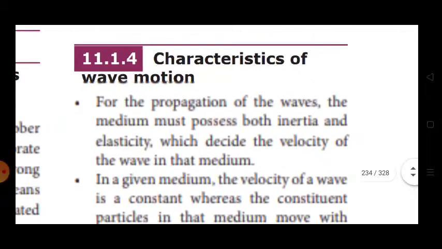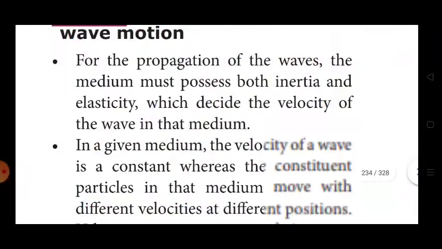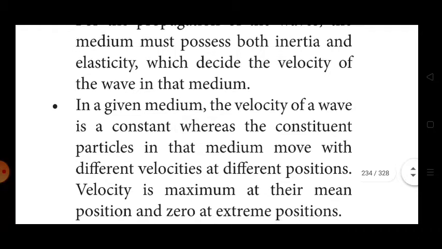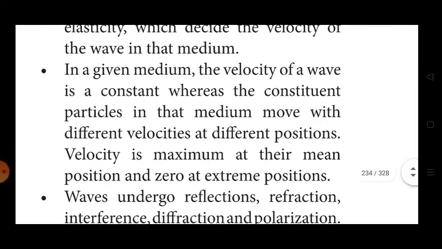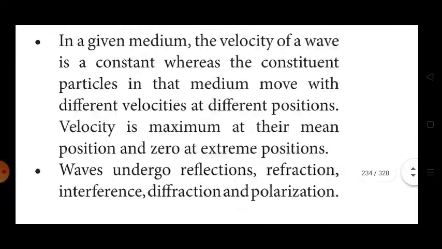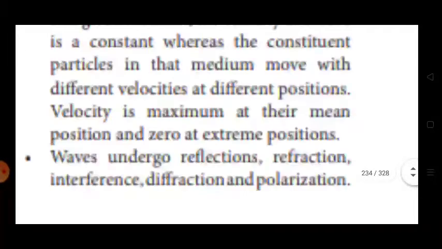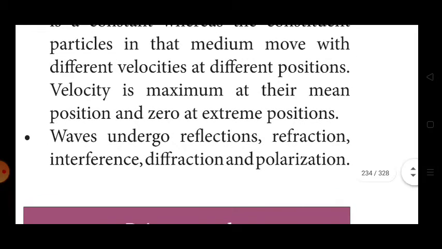Characteristics of wave motion. For propagation of waves, the medium must possess both inertia and elasticity, which decide the velocity of the wave in that medium. In a given medium, the velocity of the wave is constant, whereas the particles in that medium move with different velocities at different positions. Velocity is maximum at the mean position and zero at the extreme position. Waves undergo reflection, refraction, interference, diffraction and polarization.